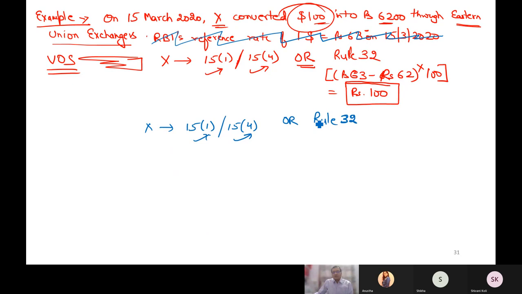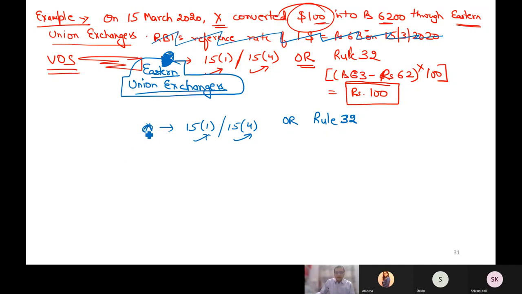Not the recipient of service. I'm saying here wrong. I'm not talking about from X point of view. I'm talking about from Eastern Union Exchangers. So this concept is correct. It's from supplier side. By mistake, I have written X. So this is from Eastern Union Exchangers' point of view, because it is supplier's option to determine the value of supply, not recipient's. Similarly, here also not X, but the supplier.